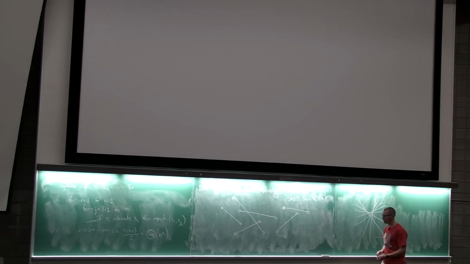N of them. And they have the property that every segment intersects every other segment. So how many pairs of intersections are there? There's n choose 2 pairs of intersecting segments. N choose 2, well, remember that's n times n minus 1 over 2.